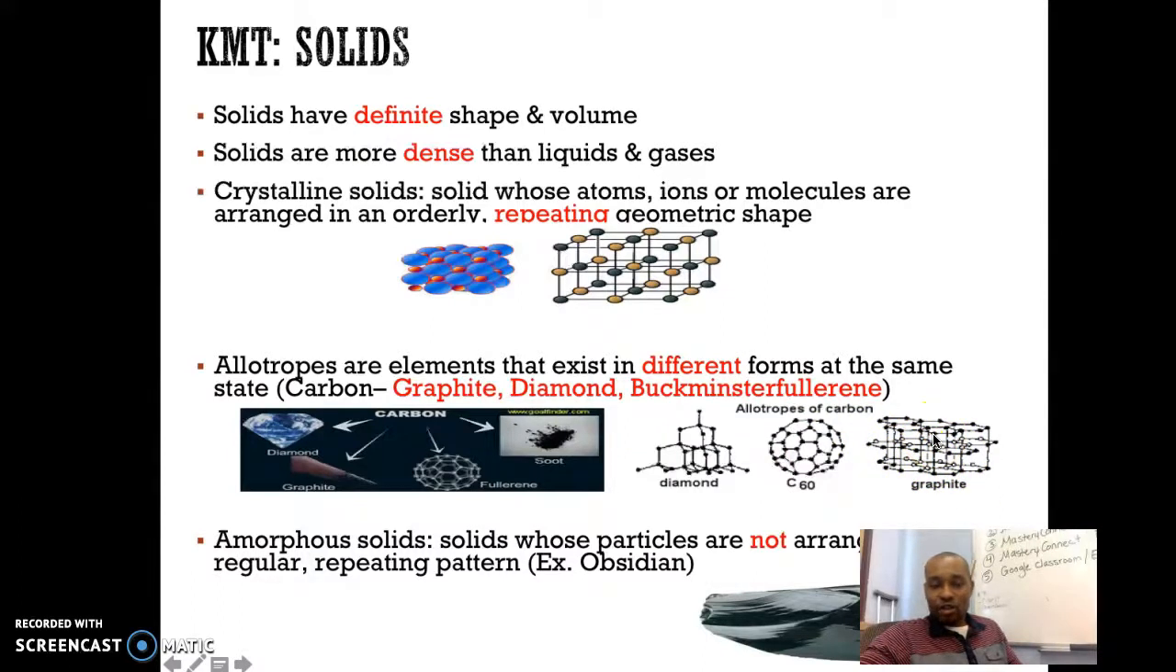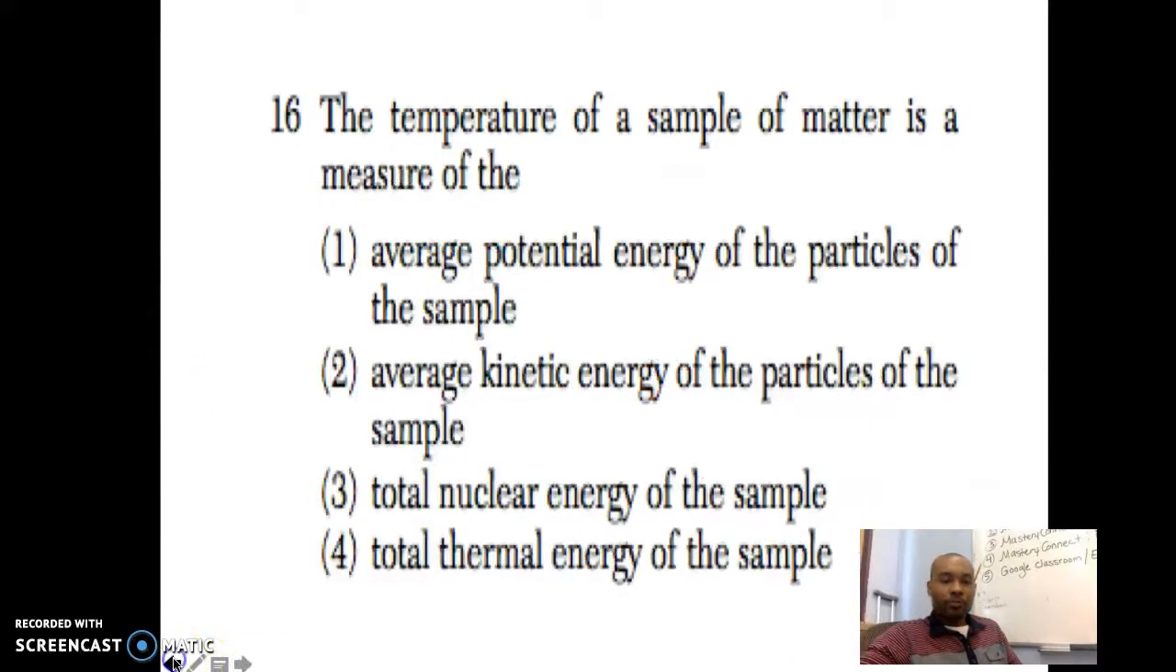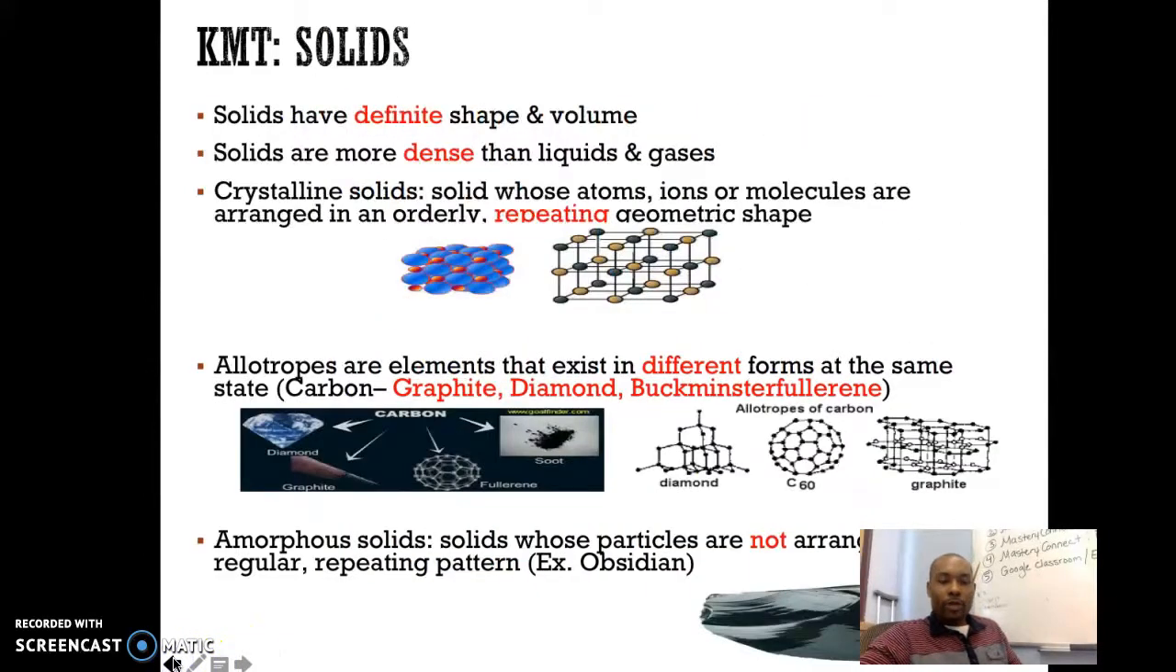So those are allotropes. And then the last thing, we have amorphous solids, which are solids whose particles are not arranged in any regular pattern. So something like obsidian, which is an igneous rock, we would describe as an amorphous solid. Okay, so we're going to stop here. I'm going to give you guys a couple of problems that relate to kinetic molecular theory.